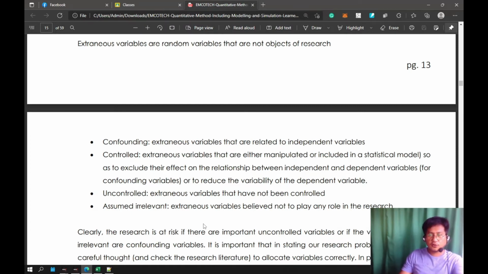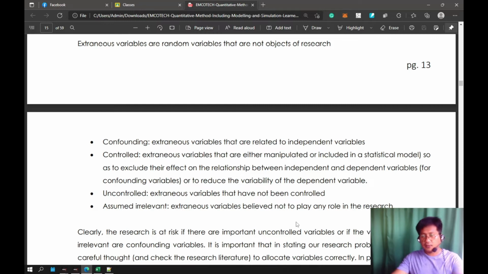Okay, an uncontrolled variable is the one that you don't have control over. It does not depend on you or on the research. It depends on the course of some other interventions. And then the control is the extraneous variable that is being affected or manipulated through a statistical model and it has a relationship between independent and dependent variable, while confounding extraneous variables are related to independent variables.